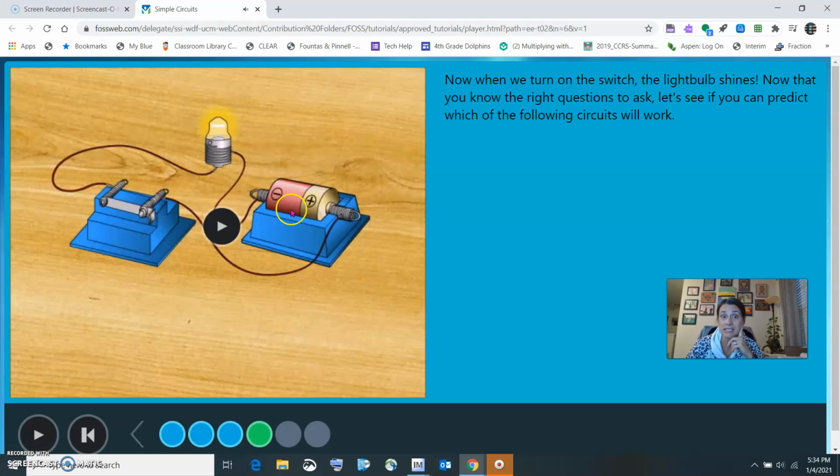So we checked that it has the energy source, we checked for the complete pathway, and now are the contact points correct. Now they've moved them to the correct places, one at the base, one on the side.